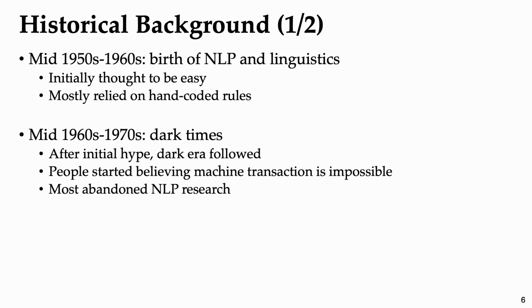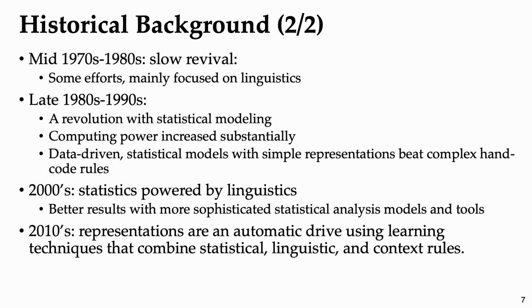That is the 60s and 70s. Then comes the 80s. So there was a slow revival in that. Some efforts mainly focused on the science of languages, what we call linguistics, looking into structures, grammars, and so forth for characterizing languages. Then comes the late 80s and early 90s, which is the real boom of computational natural language processing. So there was a revolution in statistical modeling of languages.